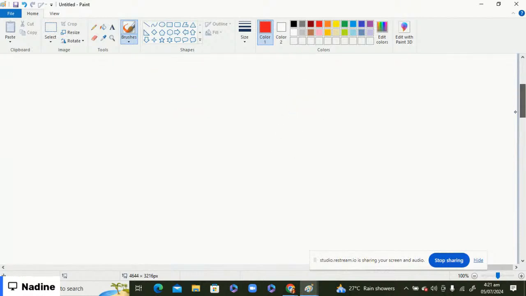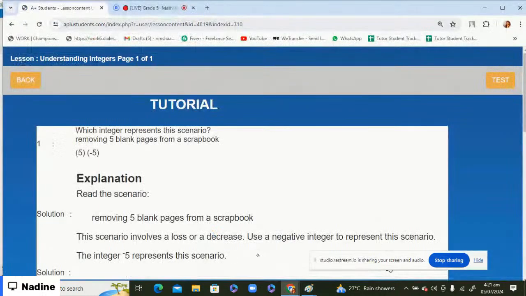Okay, now for example, let's move back to the questions. Which integer represents this scenario? Removing 5 blank pages from a scrapbook. It's removing. If something decreases, something is removed, something is less, then you put a negative sign with it. Okay.